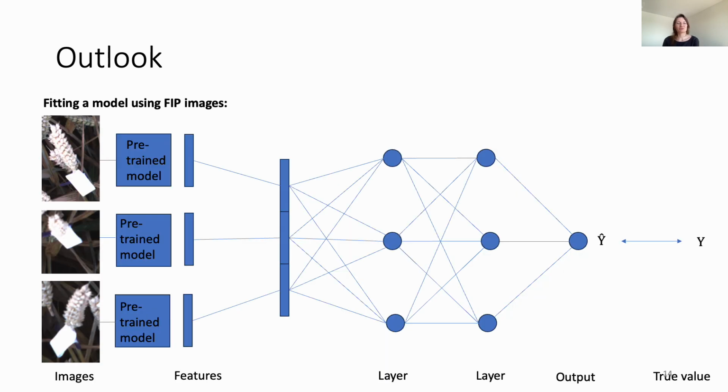So first of all, we had to find the tagged wheat heads in the field images, and then we used them as input into these neural networks. And at the moment, we are able to achieve a correlation of 81% with these field images.